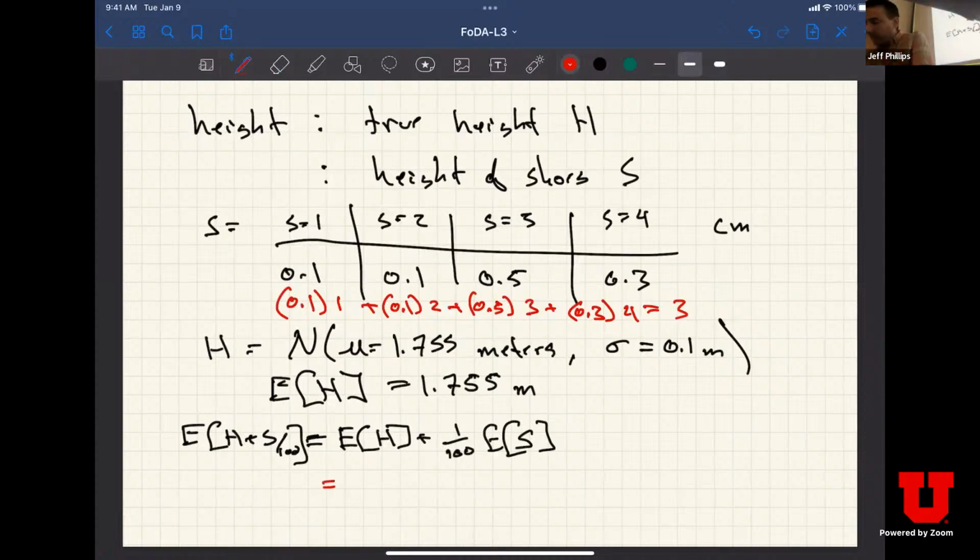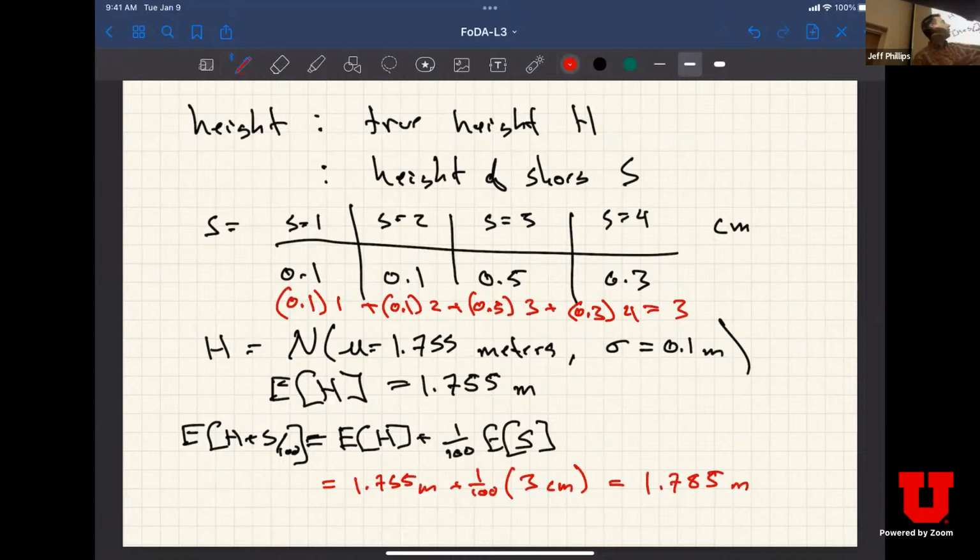So this is going to be 1.755 meters plus 1/100 times 3. So centimeters here. Okay, and the outcome is 1.785 meters, right? Because I divide the 3 by 100, it goes into the second spot of the decimal. Okay, so this is how I calculate the expected value.